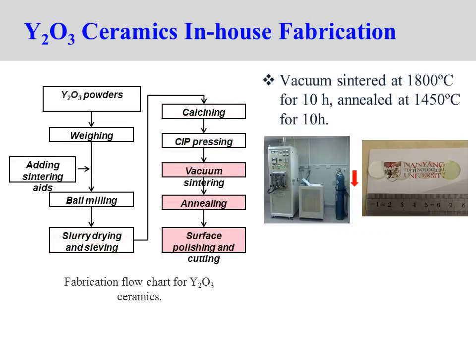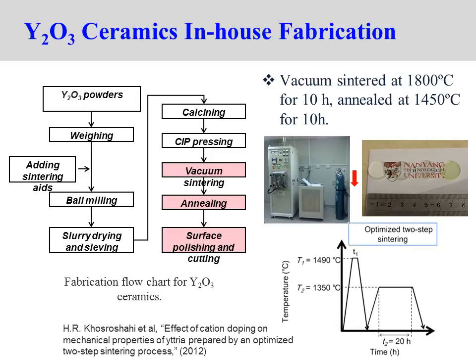Then here comes the sintering process. There are many methods to sinter transparent ceramics, which include vacuum sintering, HIP, and SPS. The vacuum sintering is the simplest sintering method. For YAG transparent ceramics, we usually sinter this material at 1600 degrees to 1800 degrees.